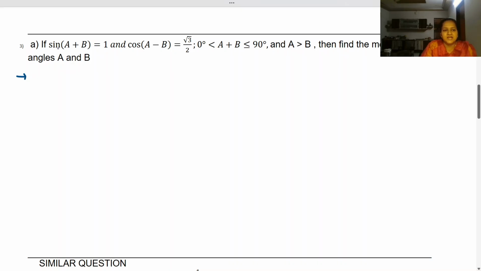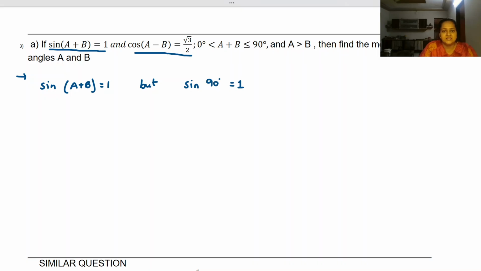Let's read. We are given sine of a plus b is 1. Cos of a minus b is root 3. We know that a and b, the sum of the two angles, lies between 0 and 90, and a is greater than b. We need to find the measure of angles a and b. The first, second and the third question also go along the same lines. Okay, so we'll start with sine of a plus b. We are given sine of a plus b is 1, but sine of which angle is 1?